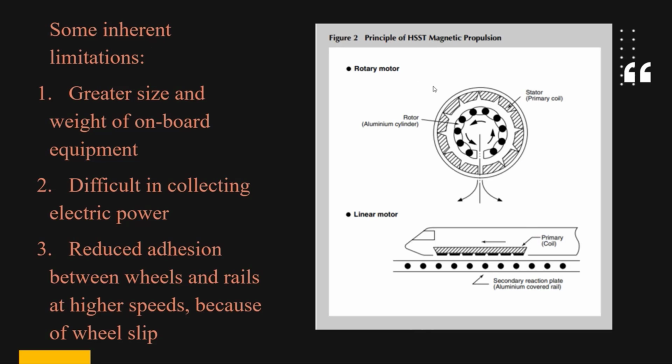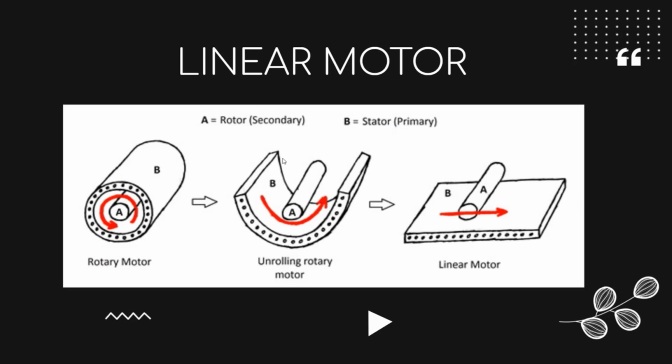So for some inherent limitations: greater size and weight of onboard equipment, difficulty in collecting electric power, and reduced adhesion between wheels and rails at higher speeds because of wheel slip. This is a linear motor, a rotary motor, an unrolled rotary motor, and a linear motor. The rotor inside a rotary motor is shaped like a cylinder, and this one is like a U shape for the unrolled rotary motor. So for the linear motor, only the rotor should be moving.